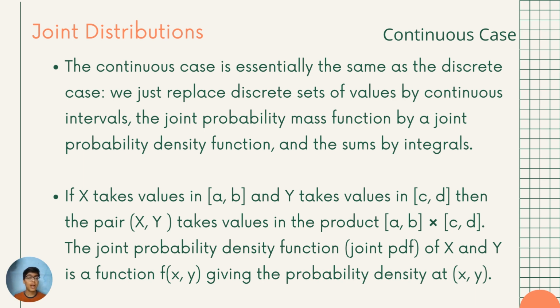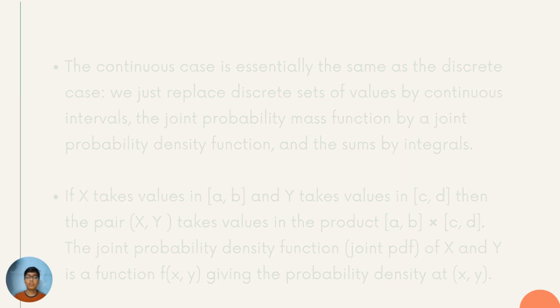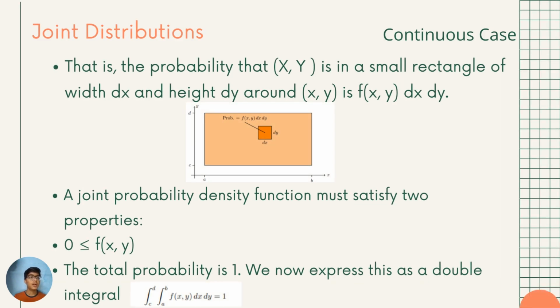If capital X takes values in [a, b] and capital Y takes values in [c, d], then the pair (X, Y) takes values in the product [a, b] times [c, d]. The joint probability density function, that is the joint PDF of X and Y, is a function f of x comma y, giving the probability density at (x, y). That is, the probability that (X, Y) is in a small rectangle of width dx and height dy around (x, y) is f of x comma y times dx times dy. A joint probability density function must satisfy two important properties.